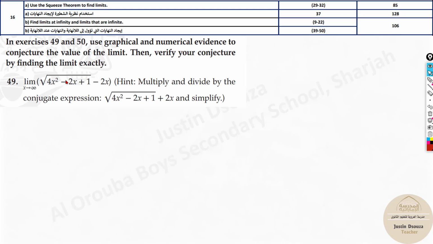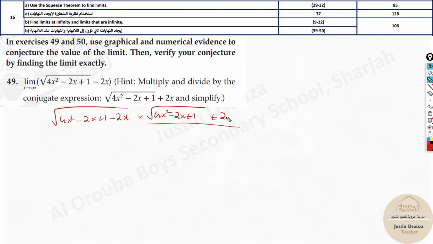In this problem, we have been given this equation and we have been told to multiply and divide by the conjugate expression and simplify. So basically, conjugate is something that is of opposite sign. You can see the sign differs over here. The first term and the second term are the same. We have to just multiply and divide and then simplify. Let's just do that. So it's square root 4x squared minus 2x plus 1 minus 2x. When you multiply and divide by this term, that is square root 4x squared minus 2x plus 1 plus 2x, by the same thing here also, minus 2x plus 1 plus 2x.